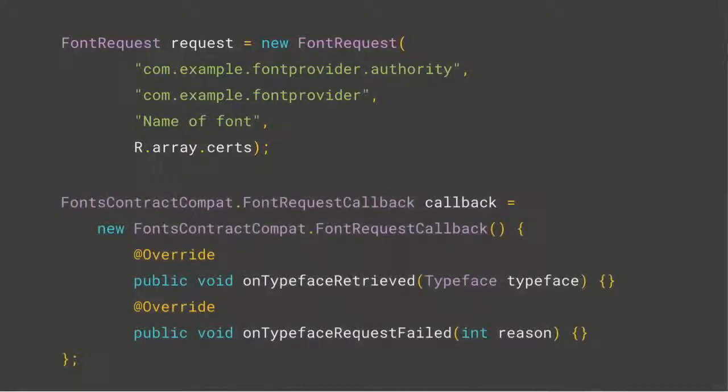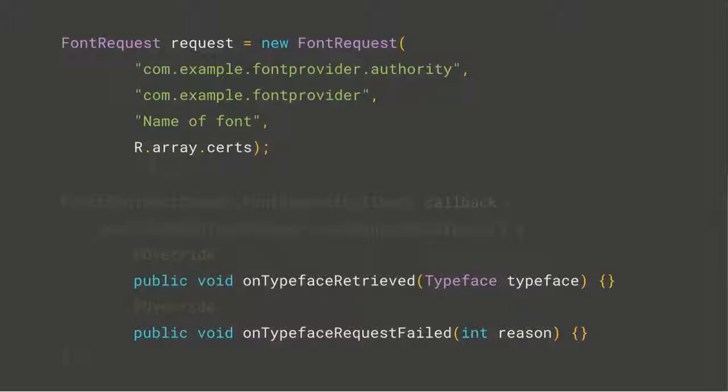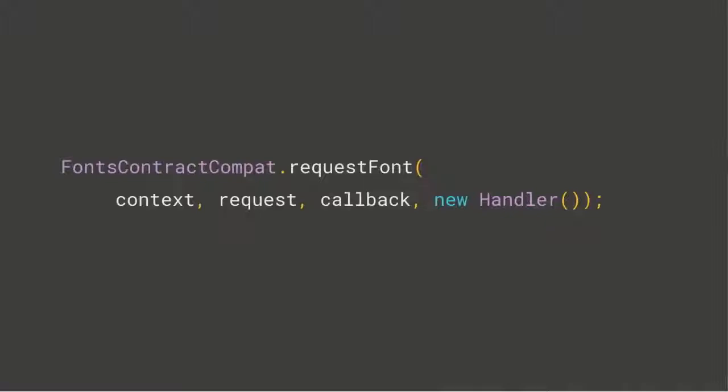Next, you will create a callback, and the callback has two main functions. One for when the typeface is successfully retrieved, and one for when there's a failure and what the failure was. Once you have these two components, you will call FontsContractCompat.requestFont, and that just takes a context, the request, the callback that you just generated, and a handler.